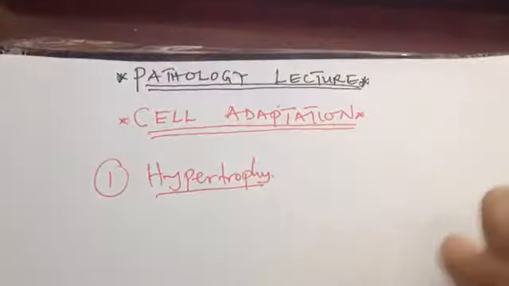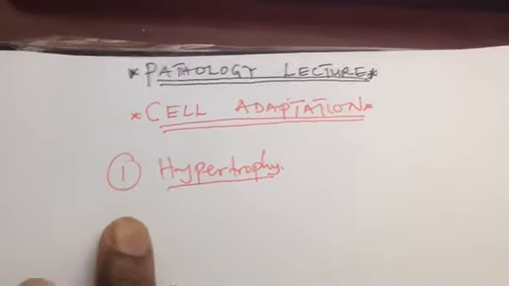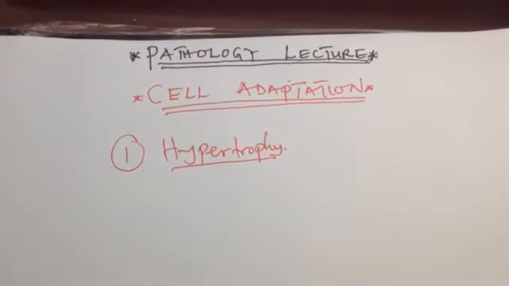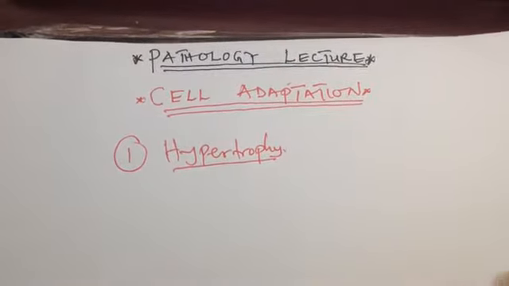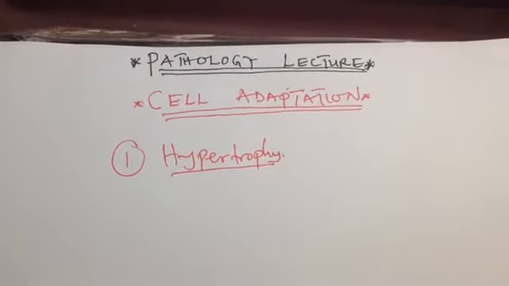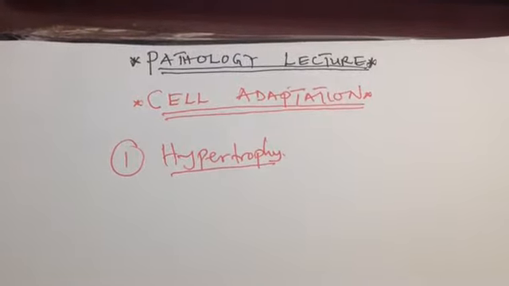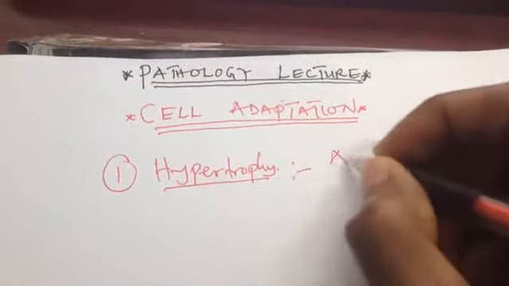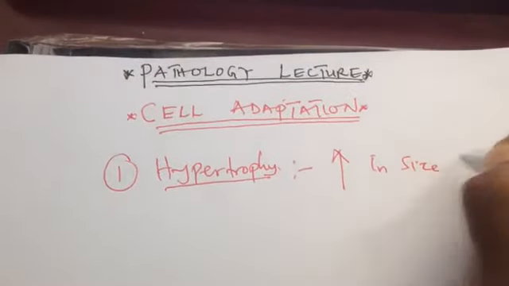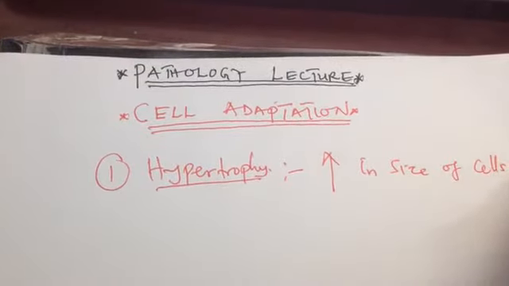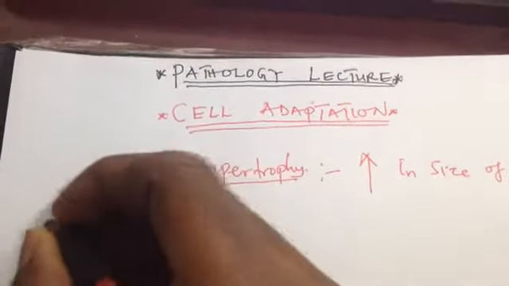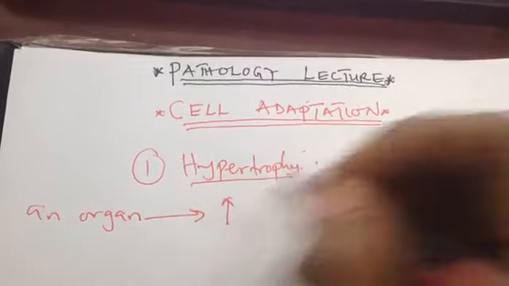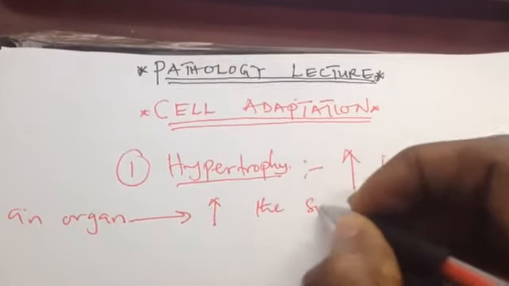Hypertrophy is defined as the enlargement or increase in size of cells. And the cell adaptation is not happening in only one cell, but in all the cells of the organ. So hypertrophy is defined as increase in size of cells in an organ, which is leading to increase in the size of the organ itself.